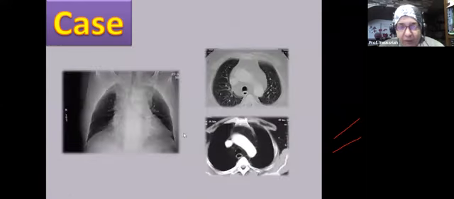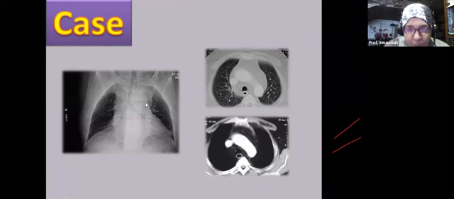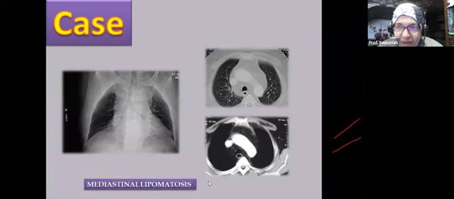Now, in this case, we have widening of the superior mediastinum, and in the axial images, in the lung window and mediastinal window, we have this widening showing fat density all through. This is exuberant fat in the mediastinum. This exuberant fat in the mediastinum is what we call mediastinal lipomatosis. It can be due to body build, or it can be due to corticosteroids.